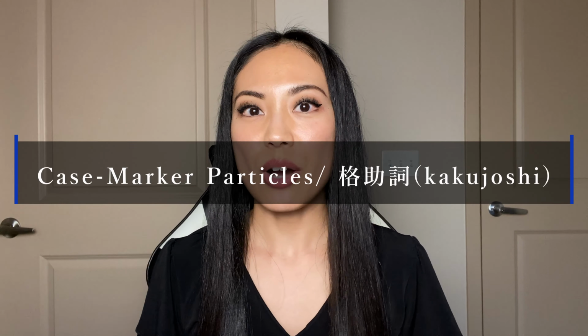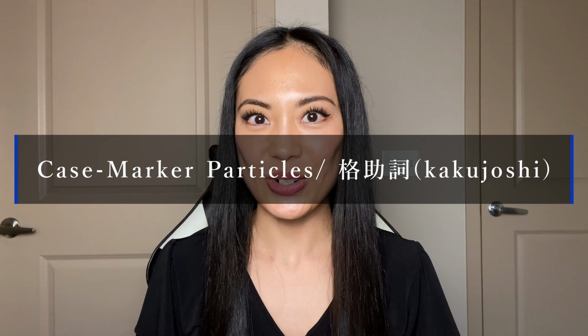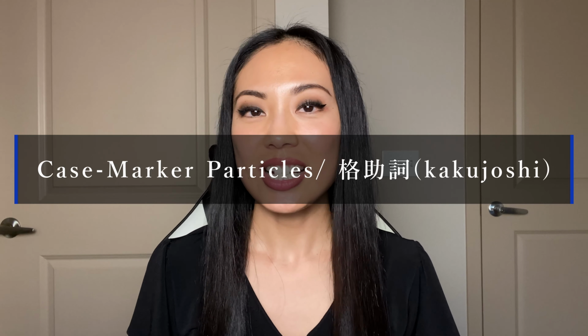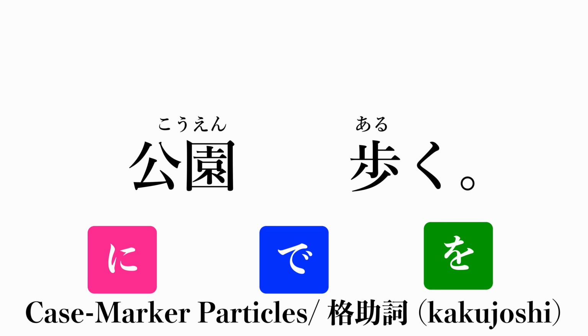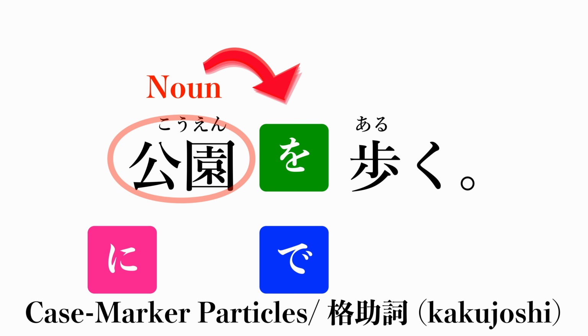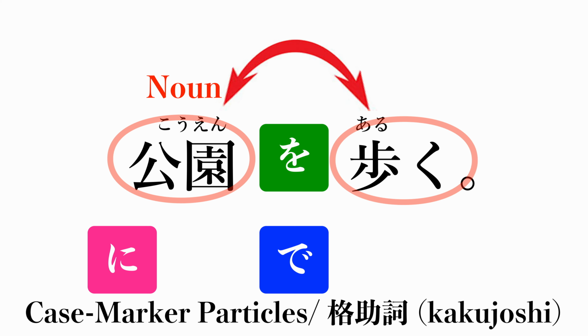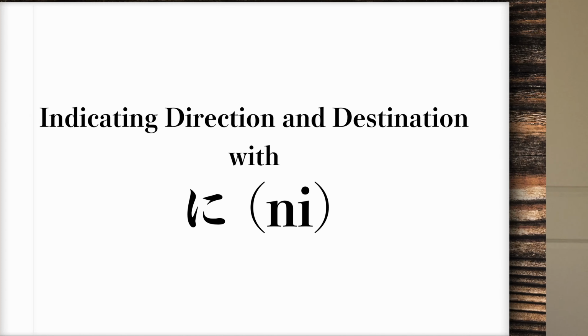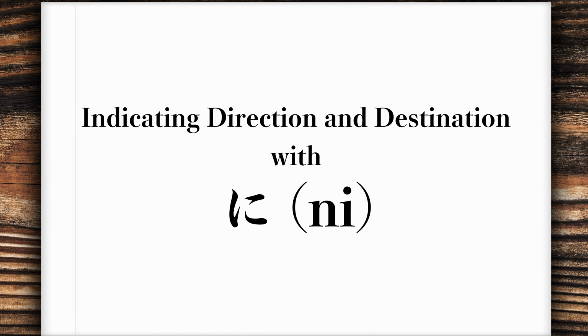First, let's talk about case marker particles. Case marker particles, kakujoshi, are small words in Japanese that help connect other words in a sentence, like glue, and show how they relate to each other. They often come after a noun to indicate the relationship between elements in a context. Let's take a closer look at these particles, indicating direction and destination with ni.